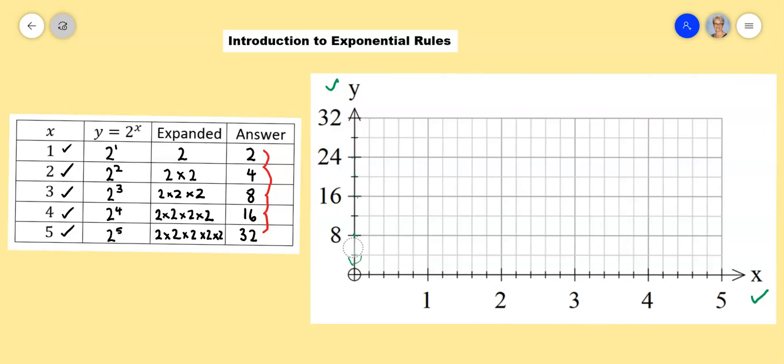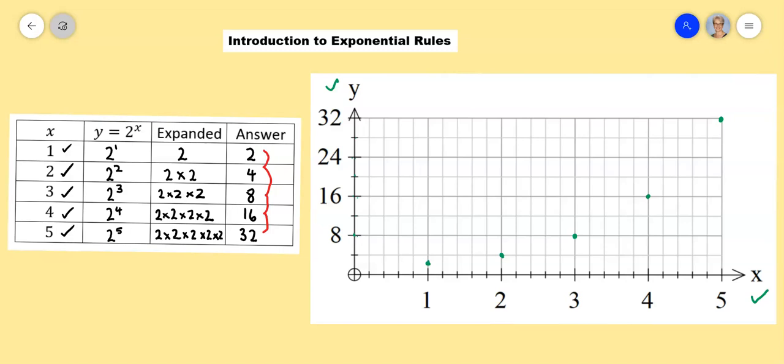So when we plot our first point, when x is equal to 1 and y is equal to 2, the point will go approximately here, halfway between 0 and 4. When x is 2 and y is 4, it will go here. When x is 3 and y is 8, it will go here. When x is 4 and y is 16, it will go here. When x is 5 and y is 32, it goes up here.